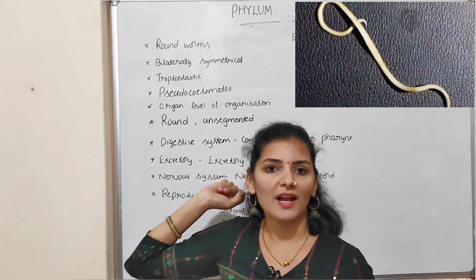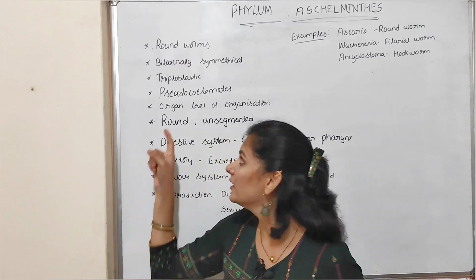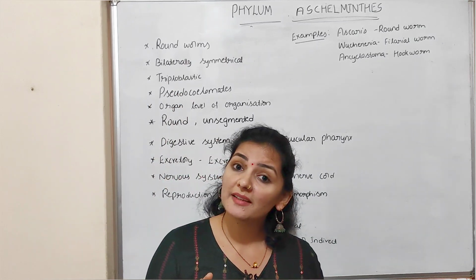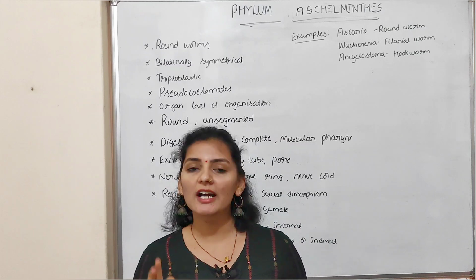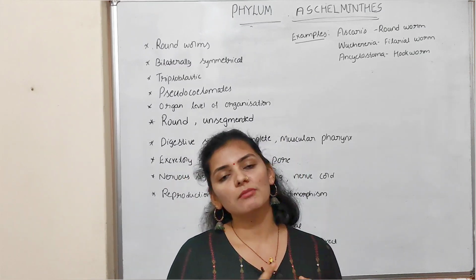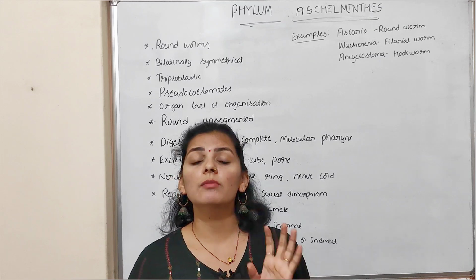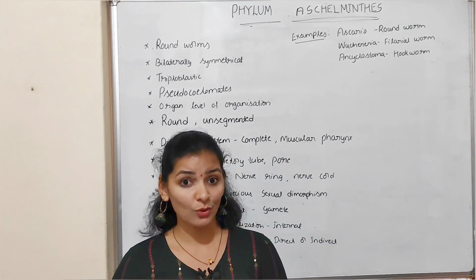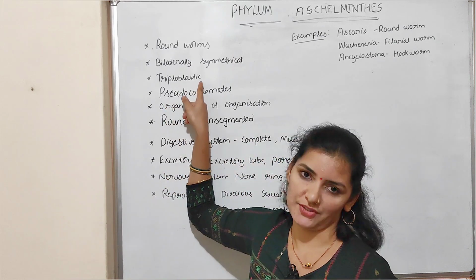They are triploblastic. What do you mean by triploblastic? Here tri means three. So these organisms have three germinal layers in the embryo: the outer ectoderm, inner endoderm and middle mesoderm. So ectoderm, endoderm and mesoderm are the three germinal layers present in the embryo. That's why they are triploblastic animals.